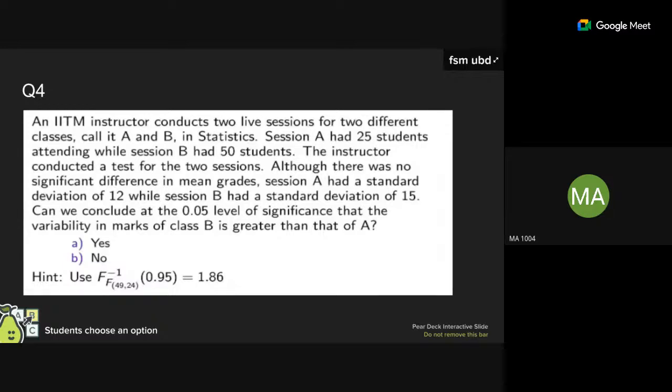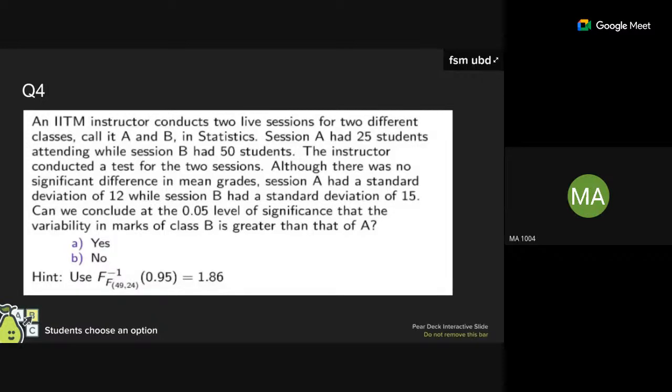So here, identifying the null and alternative is very important, and identifying the test statistic is also very important. So what will be your null? Variances are equal, or standard deviations are equal. And the alternative? Variance of class B is greater than class A?